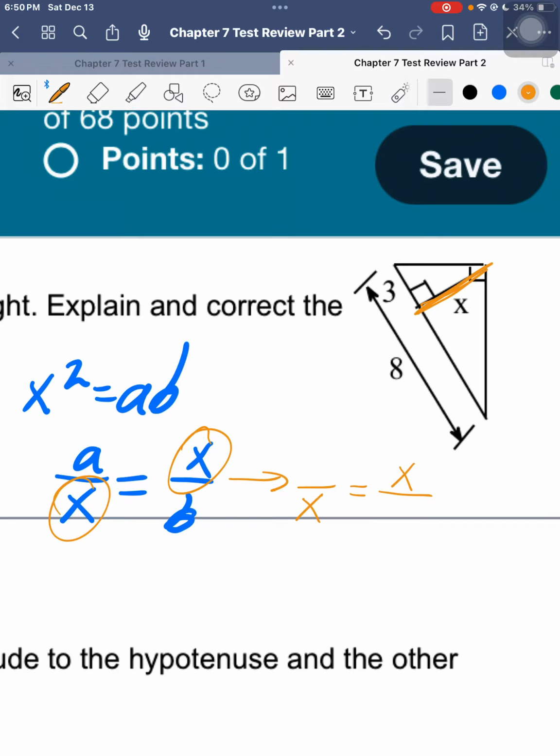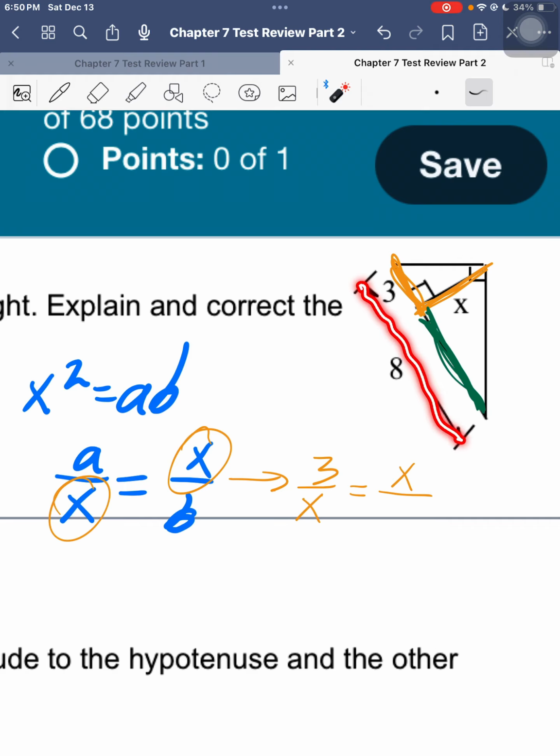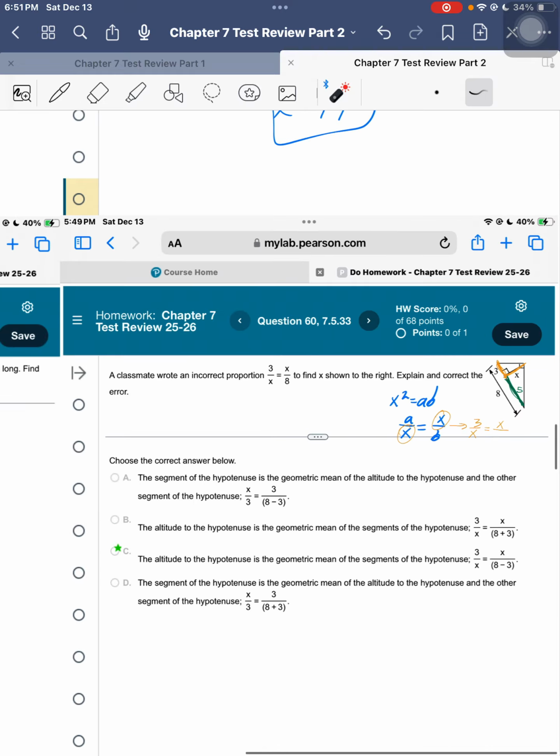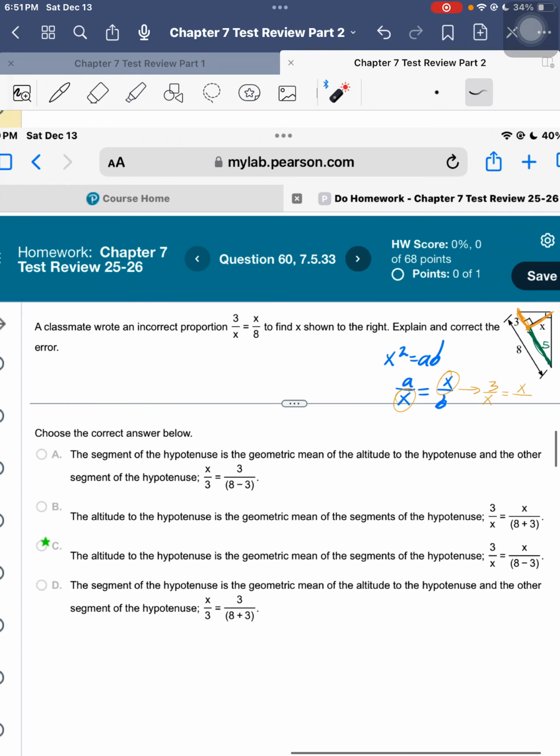And now, what is my a? Well, one of my a's is my 3, this segment, but the other one is this segment right here, which is not 8, it's actually what? 8 minus 3, right? Because if this whole thing is 8, and I already have a 3 over here, what does this have to be? 5. So that's where he went wrong. So let's look at which answer it was.